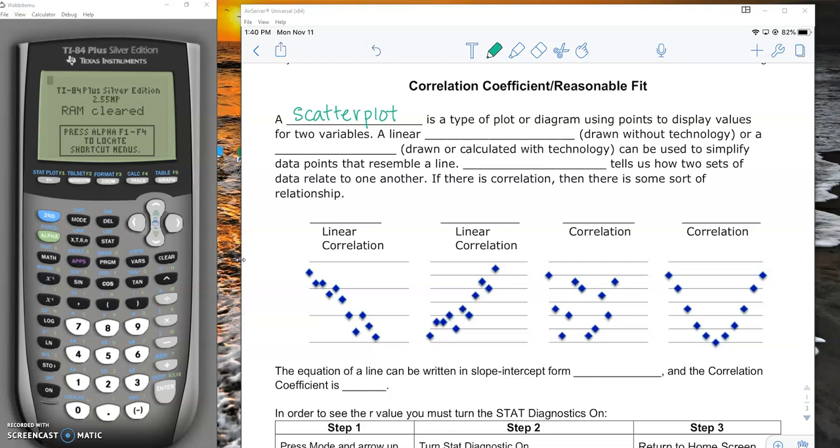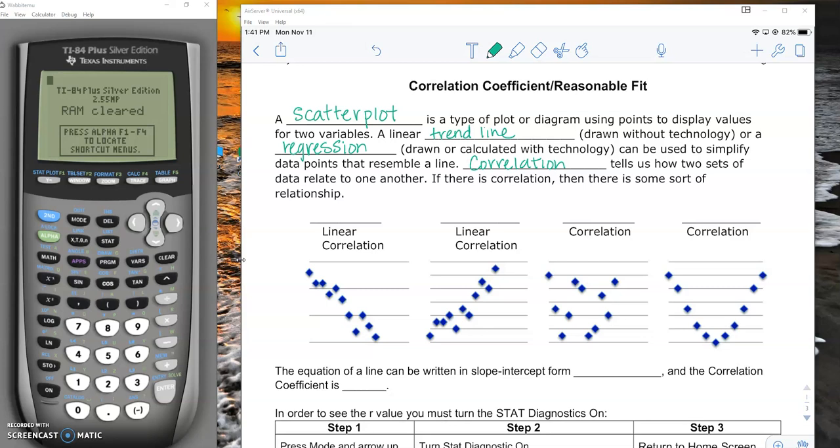A linear trend line drawn without technology, or a regression drawn with technology, can be used to simplify data points that resemble a line. And then correlation tells us how two sets of data relate to one another. If there's correlation, then there's some sort of relationship.